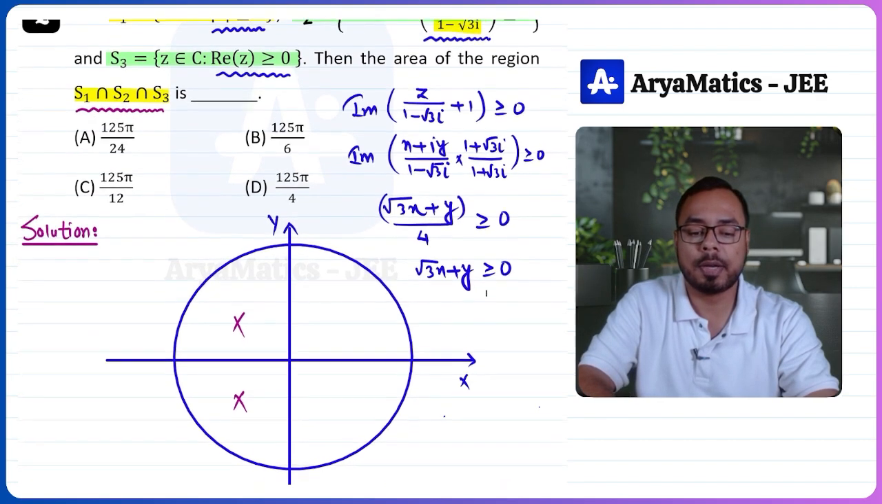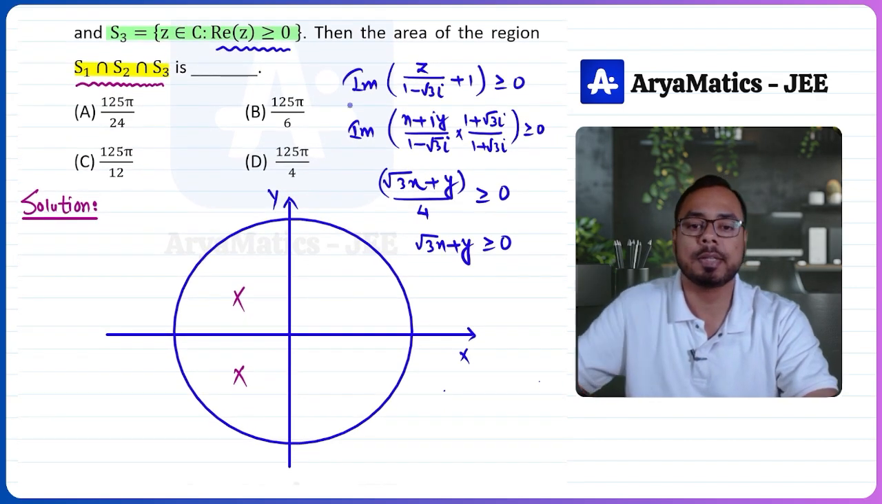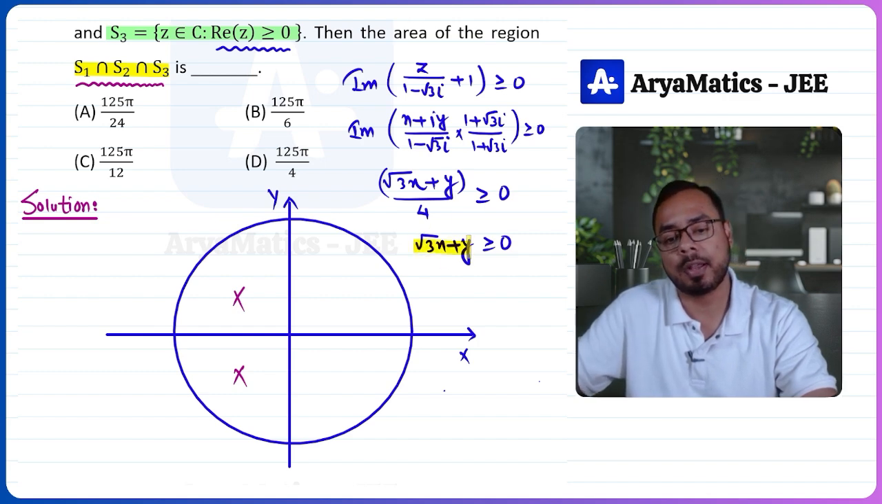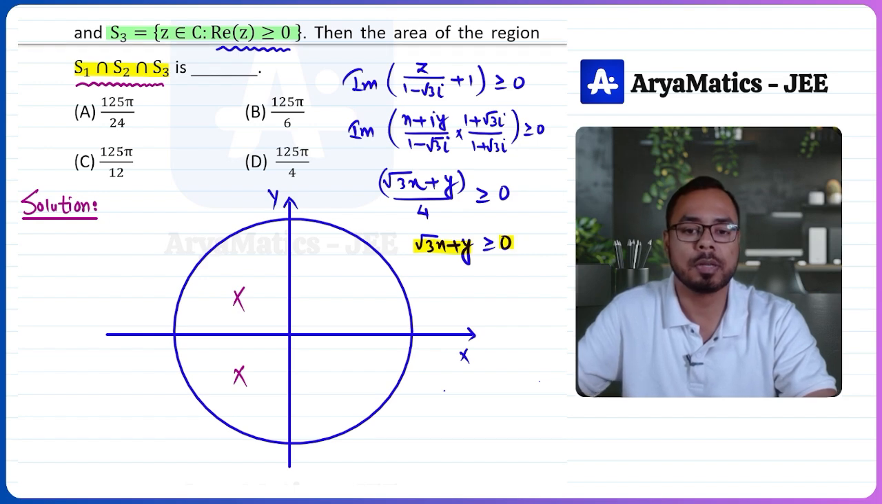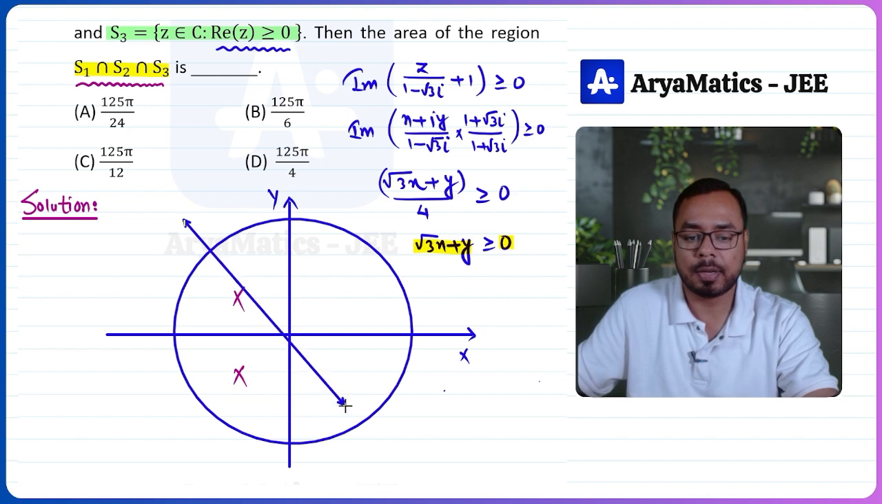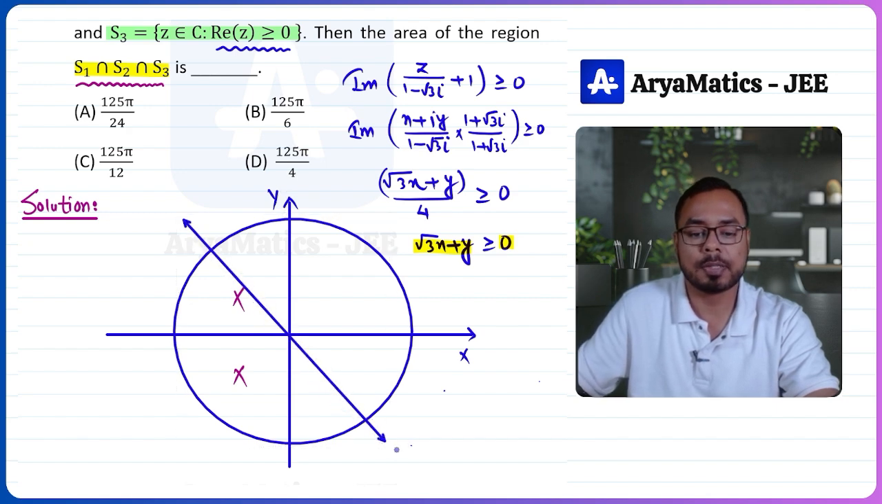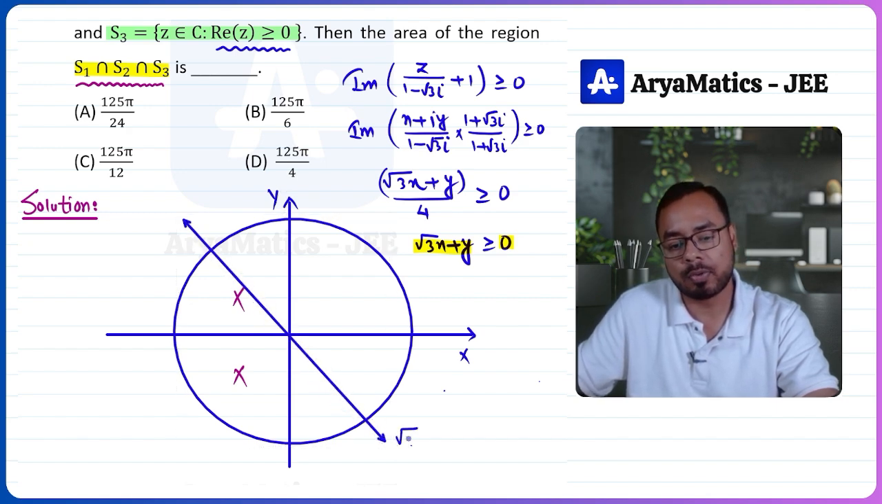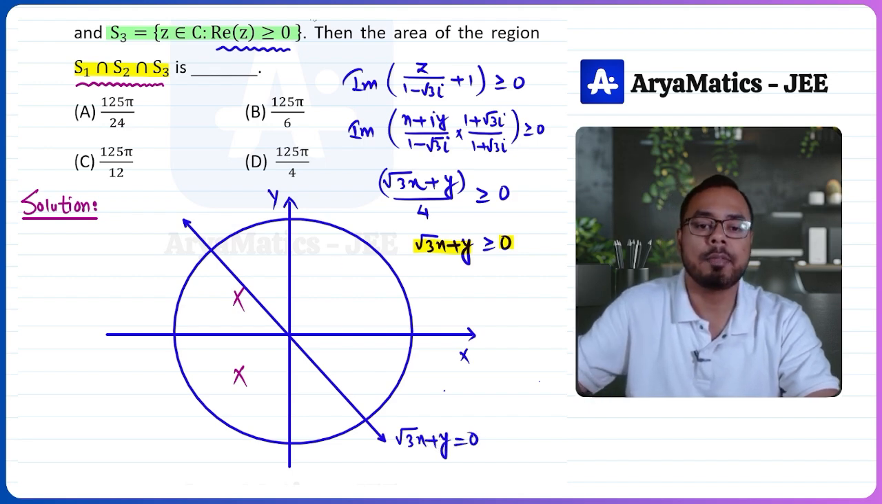Now this will represent, if I had an equality sign here, a straight line passing through the origin, and the slope of the line will be minus root 3. That means if I had an equality sign here, we'll get a straight line passing through the origin. This is the equation of the line: root 3x plus y equals 0. Now here we have the inequality that this should be greater than 0.